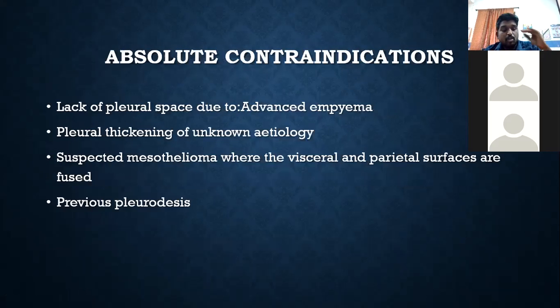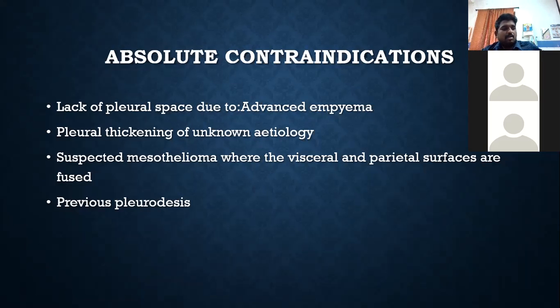These are the absolute contraindications. Before knowing the indications, it's very important to know the clear-cut contraindications for a thoracoscopy. Before doing any interventional procedure, we should know when to touch and when not to touch. The first is a lack of pleural space. That's very important, because before entering the pleura, you should be very sure that adequate pleural space is there. I feel that 4 to 5 centimeters from the chest wall, from the parietal pleura, is enough to enter the pleura.